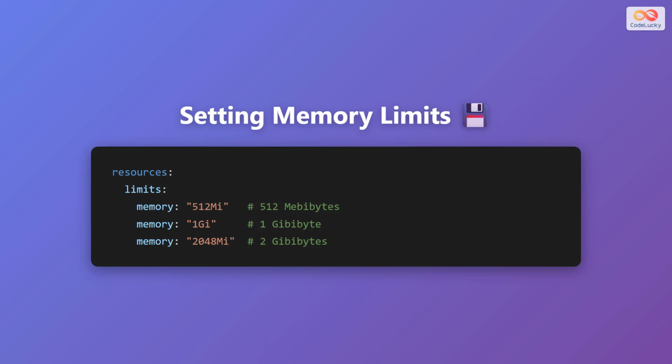Memory limits work similarly to CPU limits, but use different units of measurement. In Kubernetes, memory is typically measured in megabytes, abbreviated as Mi, or gigabytes, abbreviated as Gi. A mebibyte is slightly larger than a megabyte, and a gibibyte is slightly larger than a gigabyte. For example, you might set a limit of 512 megabytes for a small application, 1 gigabyte for a medium workload, or 2,048 megabytes, which equals 2 gigabytes, for larger applications. Just like CPU, you specify these under the resources limits section of your container configuration.